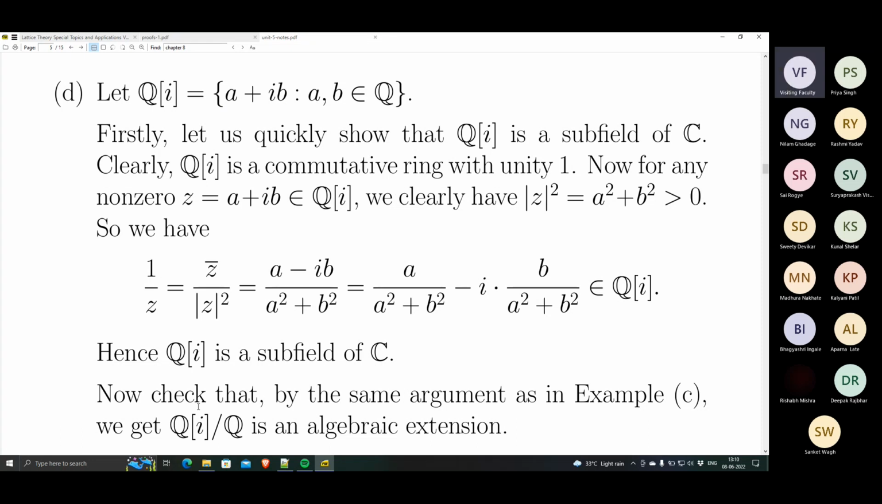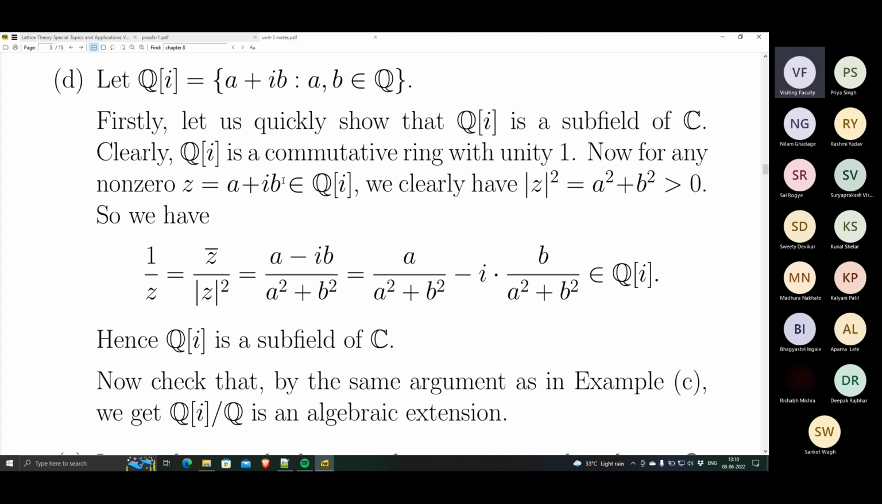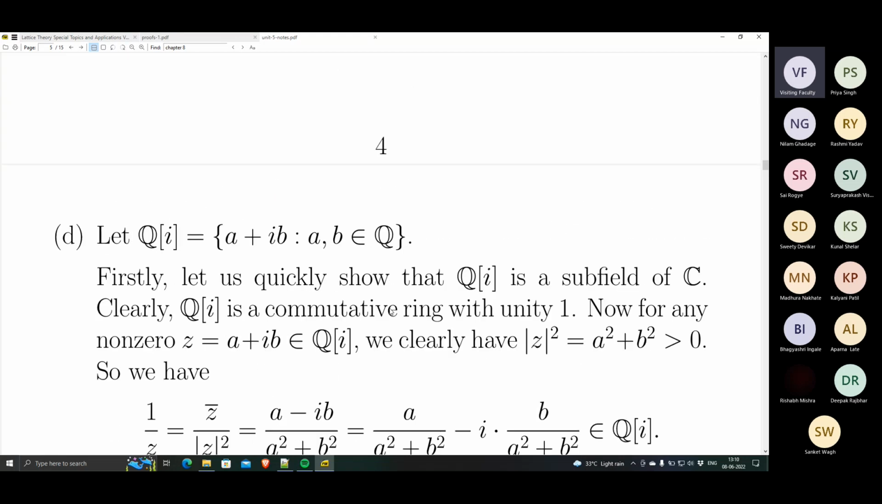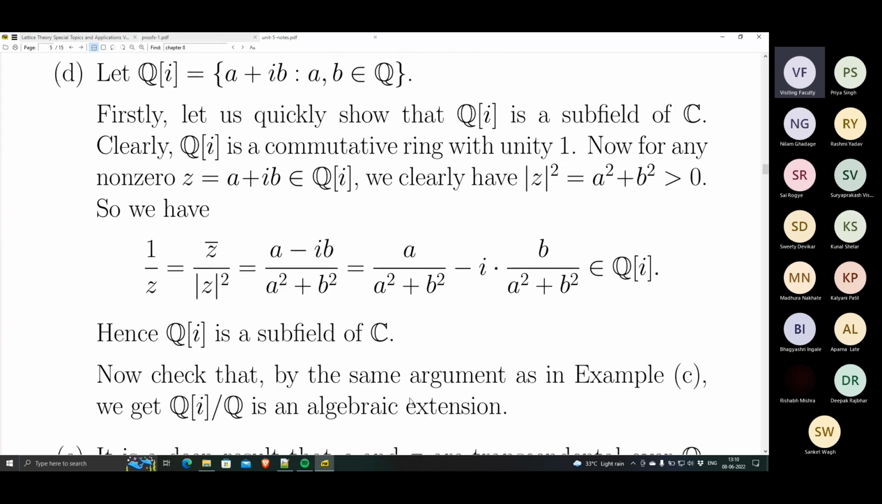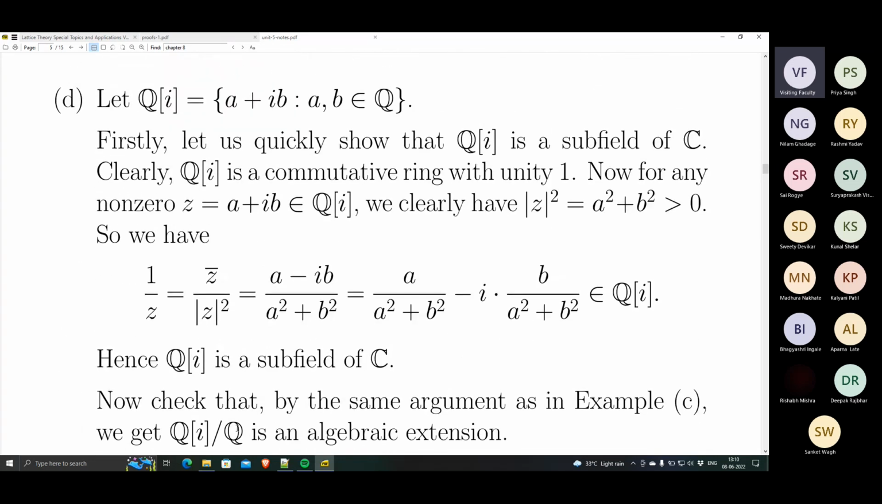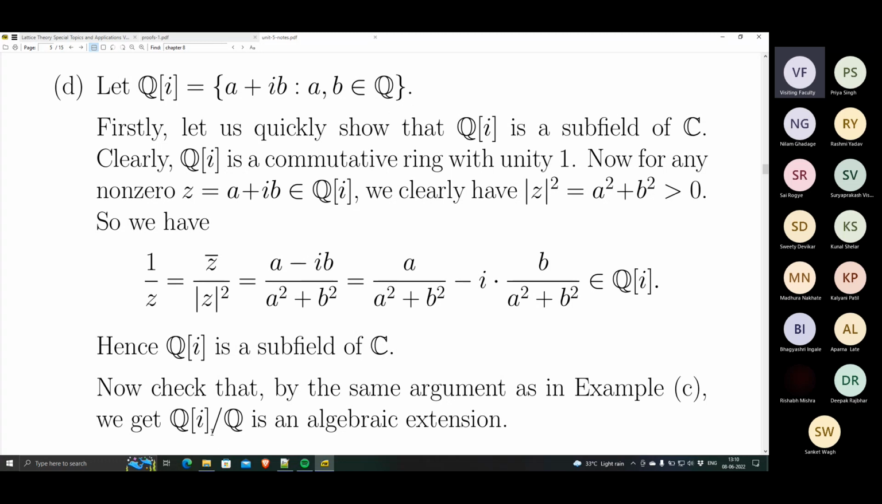Okay, so check that same argument as in example C. Take an element z equal to a plus ib where a and b are now rationals. Compute z times z bar, z plus z bar, and you get the same polynomial x^2 minus 2a times x plus a^2 plus b^2. Exactly the same polynomial, but since a and b are rationals, the polynomial is now over the rationals. Therefore, this element is algebraic over rationals. And this is true for every element here. So Q[i] over Q is an algebraic extension. Okay, so check this. It's the same argument as before, same argument as we saw earlier.